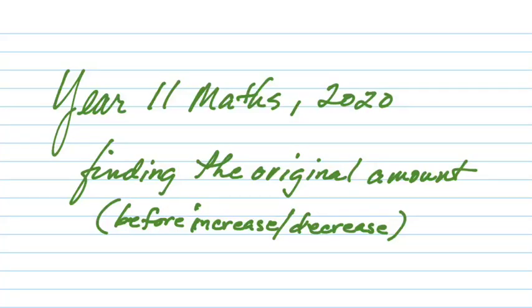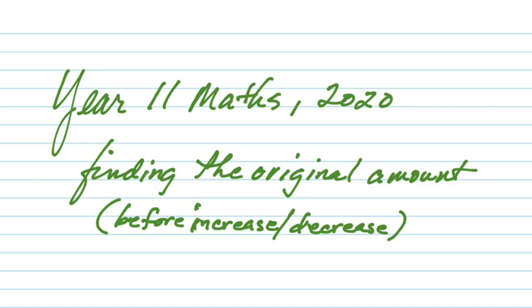Okay? So instead of increasing a number by a percentage or decreasing a number by a percentage, we're going to be given the new number, and we're going to work backwards and find the original number that we started with. Have we already done this? No. We've done increase and decrease, but we haven't found the original number.